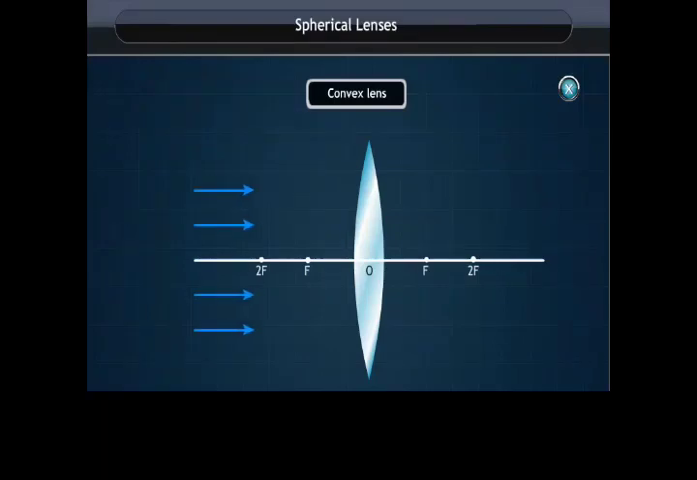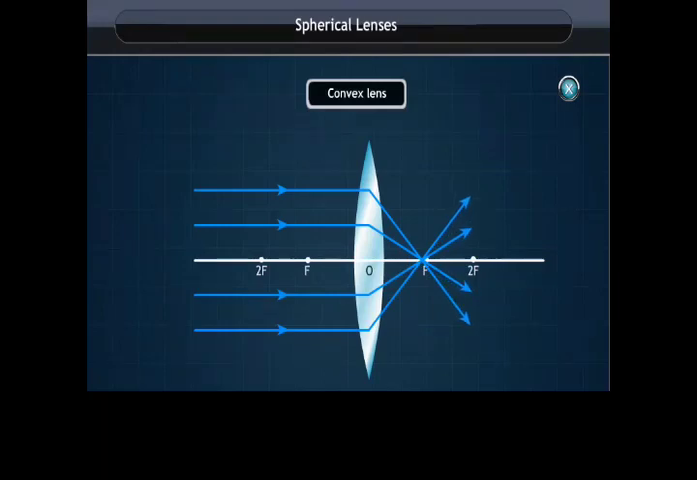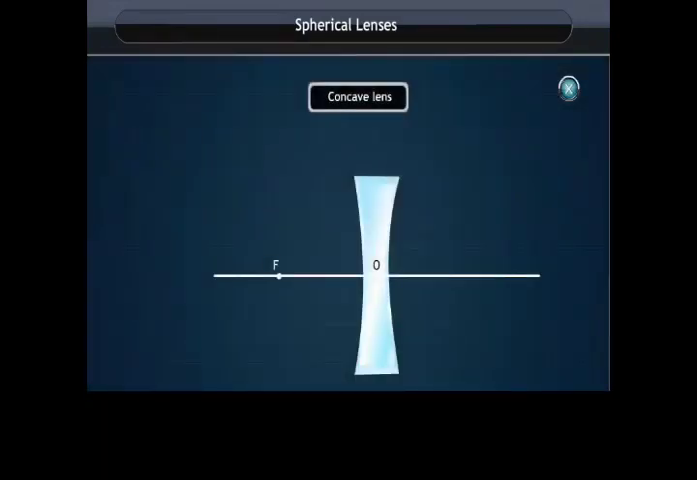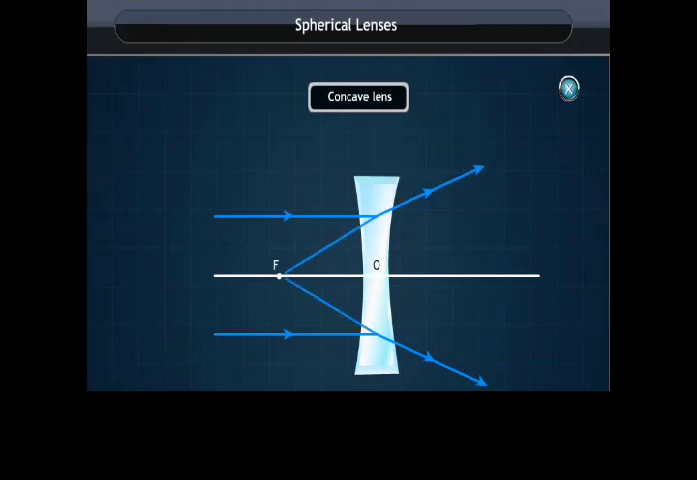Rays of light parallel to the principal axis, after refraction through a convex lens, meet at a point or converge on the principal axis. Concave lens. A concave lens is thinner in the middle and thicker at the edges. Rays of light parallel to the principal axis after refraction get diverged and appear to come from a point on the principal axis on the same side of the lens.